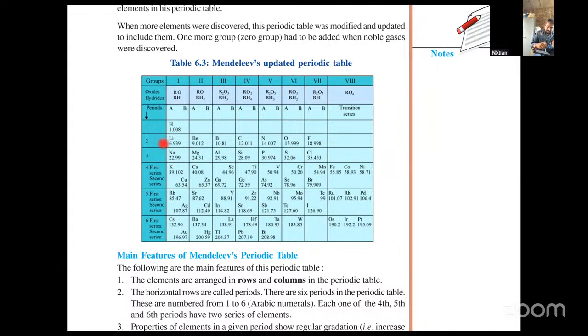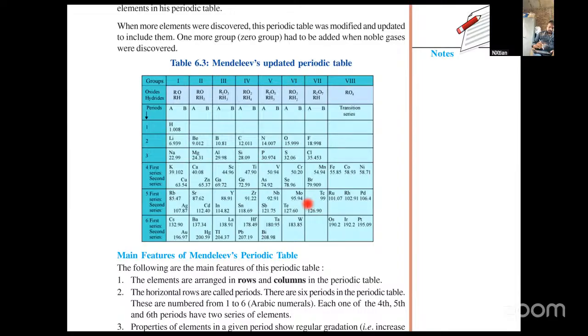Then he arranged the second row: lithium, beryllium, boron, carbon, nitrogen, oxygen, fluorine, sodium, magnesium. Like this, he arranged the elements in increasing atomic masses. Did you understand, sir? Yes. In column 8, can we add helium? Because helium was on there. Yes, we can add.